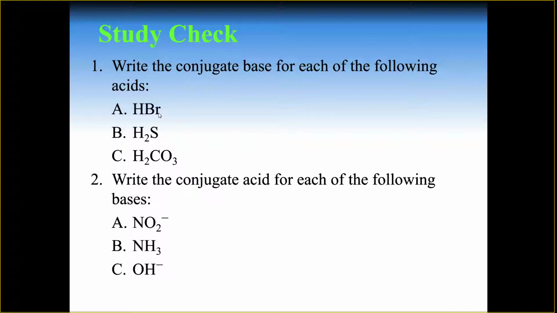Conjugate base for each of the following. Remember, the conjugate base is whatever the negatively charged part left over is. So in A, it'll be the bromide ion. In this one, it'll be one H short, because you only take away one H at a time. So now it becomes HS negative. Same goes for this carbonate here. I can only take away one H when I make a conjugate base. So now it'll be HCO3 negative.